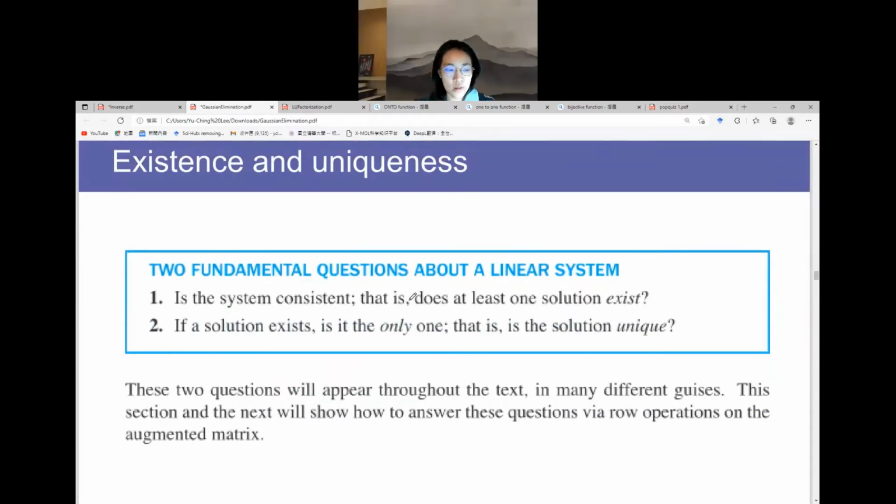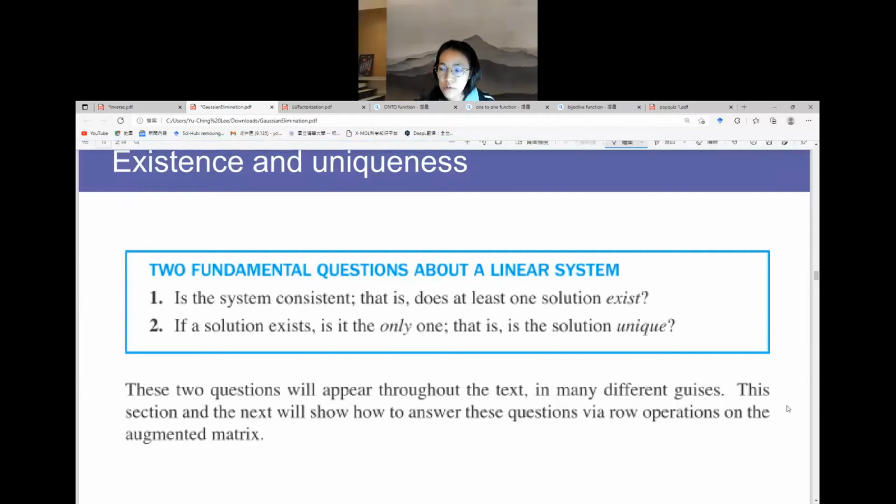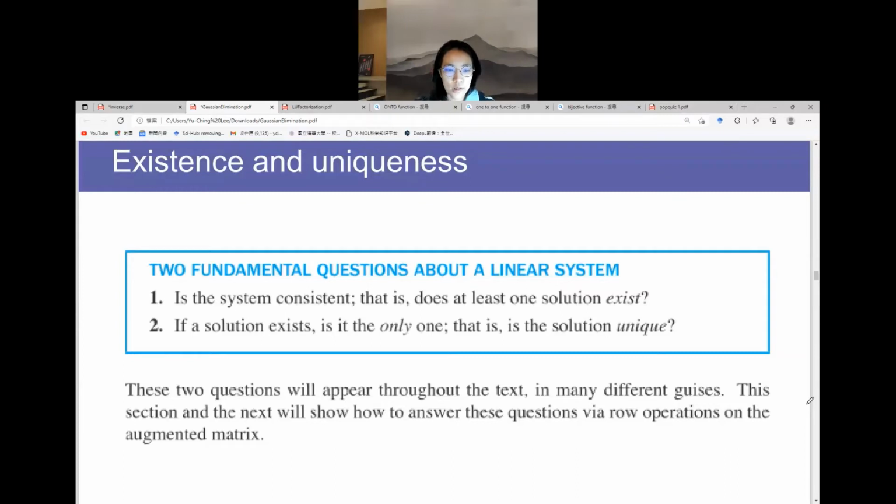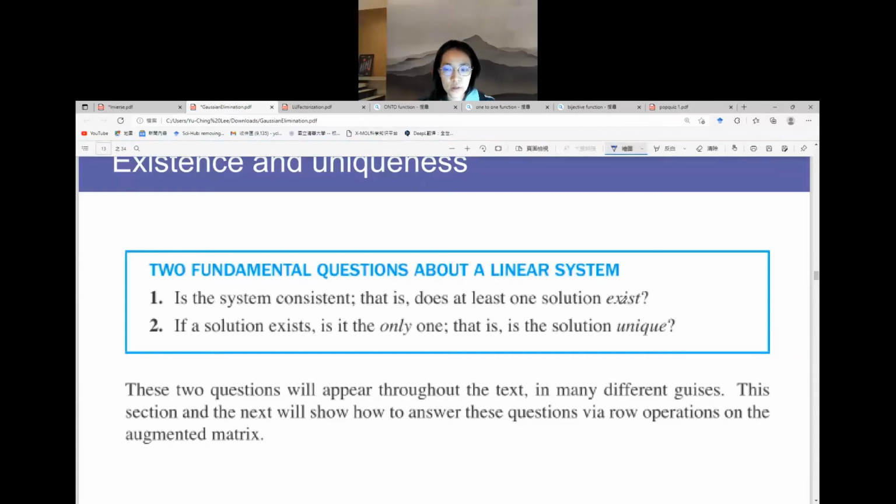And here are two fundamental questions about a linear system. Actually, not just a linear system, but in math systems in general, the first question asked is always existence, whether some solution exists or not. And after we find out that the solution exists, the next question is whether it is the only solution. Is the solution unique? This question is called uniqueness.